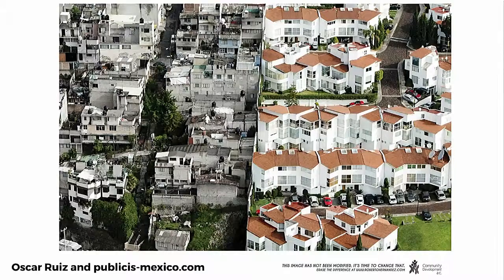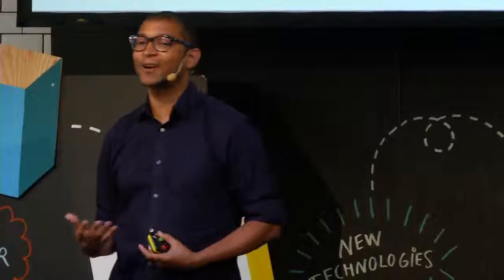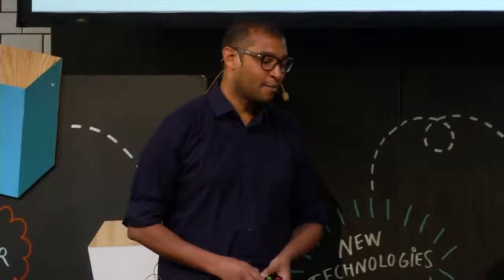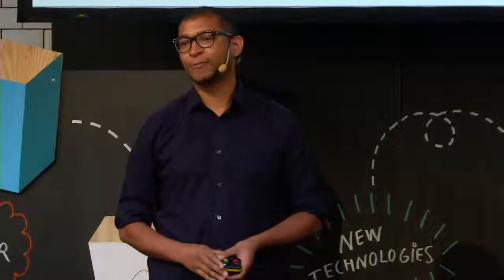Oscar Ruiz is a photographer. He took this picture, or this series of pictures with publicists in Mexico, and it says down at the bottom that this image hasn't been modified. This hasn't been photoshopped at all, which is really amazing. And you have this huge, huge contrast between luxury villas and slums. And as an American, the first thing I think to myself is, wow, I'm really glad I don't live in a society like that. As a Nigerian, this is all too familiar.